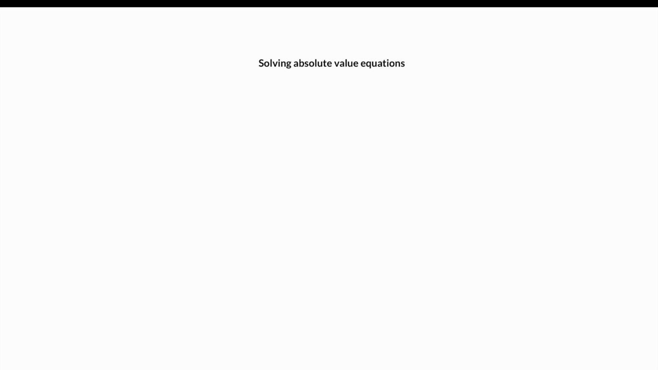Welcome to the video on solving absolute value equations. The first example is -9 absolute value of x plus 6 equals -39.